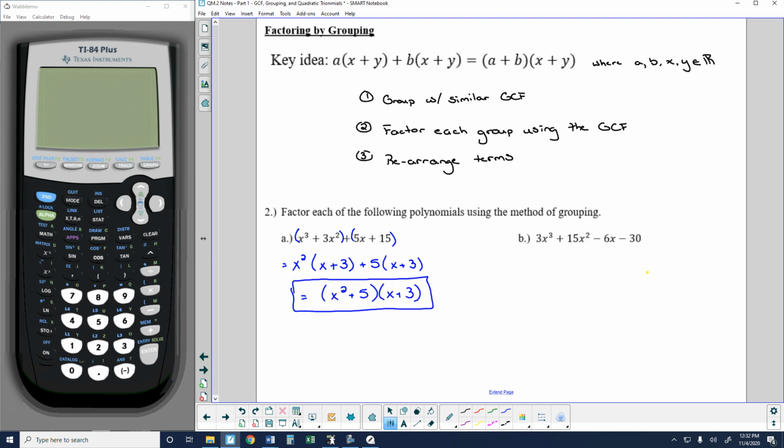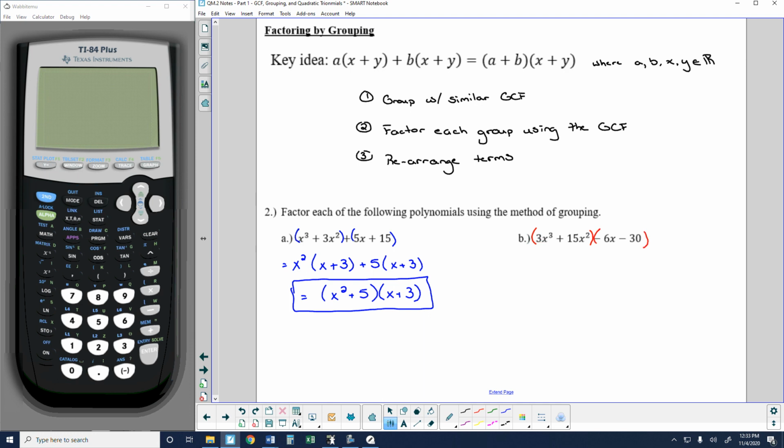Sometimes you do need to rearrange the terms to get them in appropriate groups, but often you don't. So let's go ahead and take a look at B. I'm going to group again first in B. I'm going to group this 3x cubed and that 15x squared together, because I see that they have a GCF of 3x squared. I'm going to group the second terms together as well.